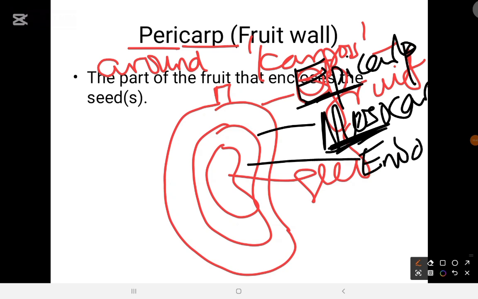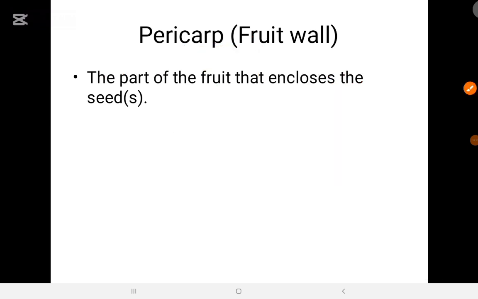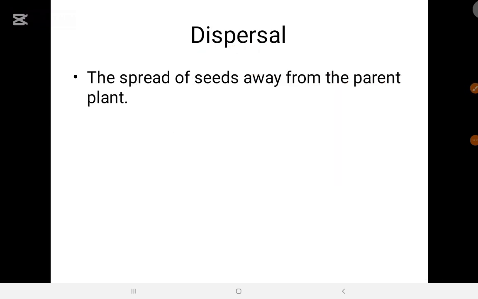Endo means inside, from words like endothelium, endothermic reaction, all those words that have endo. So the pericarp is basically these three together. The epicarp, mesocarp, and endocarp together, we call them the pericarp. Always remember that. The pericarp contains three parts: endocarp, mesocarp, and epicarp.